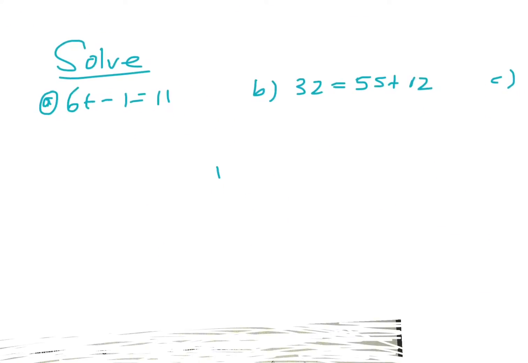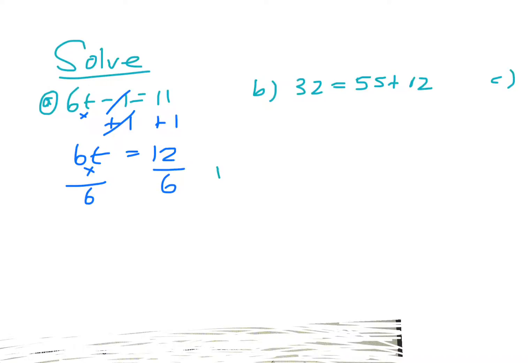Okay, so let's look at some of these ones. Okay, so A. So we've got 6 times t minus 1. So the first thing we get rid of is the 1. So we plus 1, plus 1. They cancel out. 6t equals 11 plus 1 is 12. The opposite to timesing by 6 is dividing by 6. So divide by 6, divide by 6.